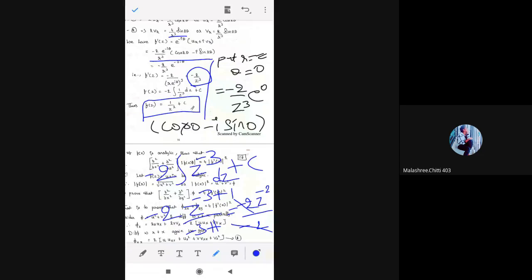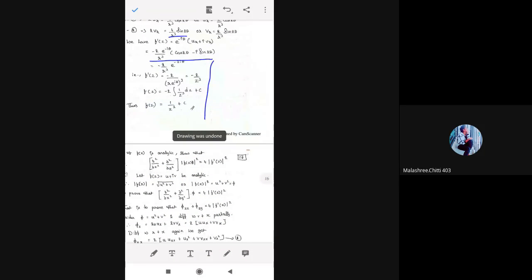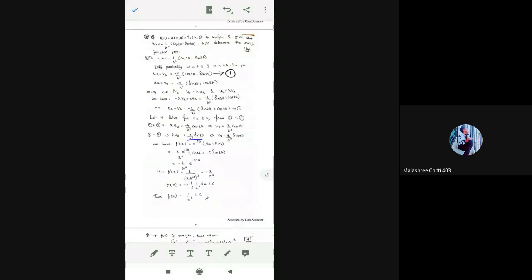So you can use any method. I have explained two methods, and you can use whichever method is easy. This is how we got z power minus 2 plus c, or 1 by z square plus c. So put r is equal to z and theta is equal to 0, you must do. So this is about today's problems.